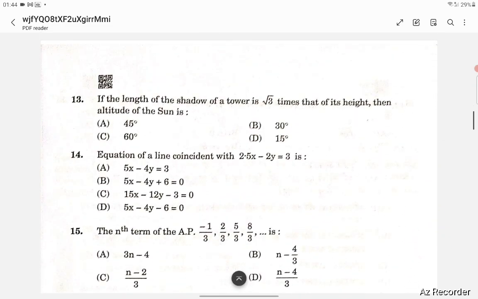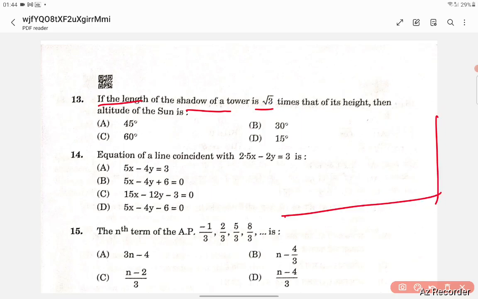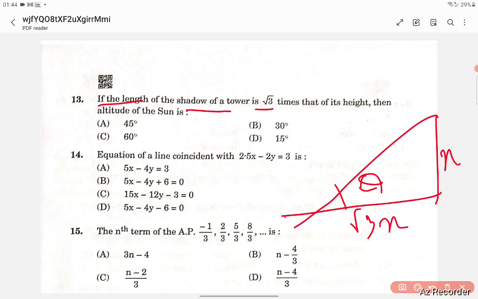Okay, question number 13. If the length of the shadow of a tower is root 3 times its height, then find the altitude of the sun. So this is the shadow, root 3 times this, so we're taking the height as x, and we're taking this angle as theta. Now we'll do tan theta, that is x upon root 3x, so that is 1 by root 3, and at tan 30 the value is 1 by root 3, so the altitude of the sun is 30 degree.